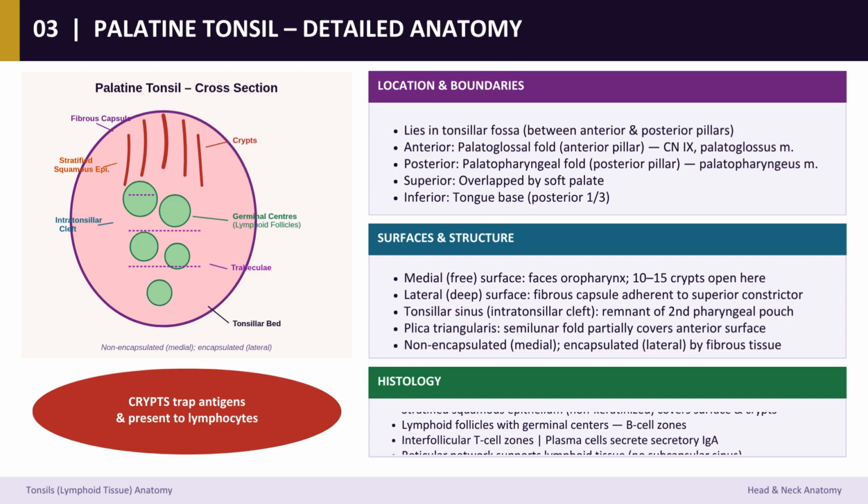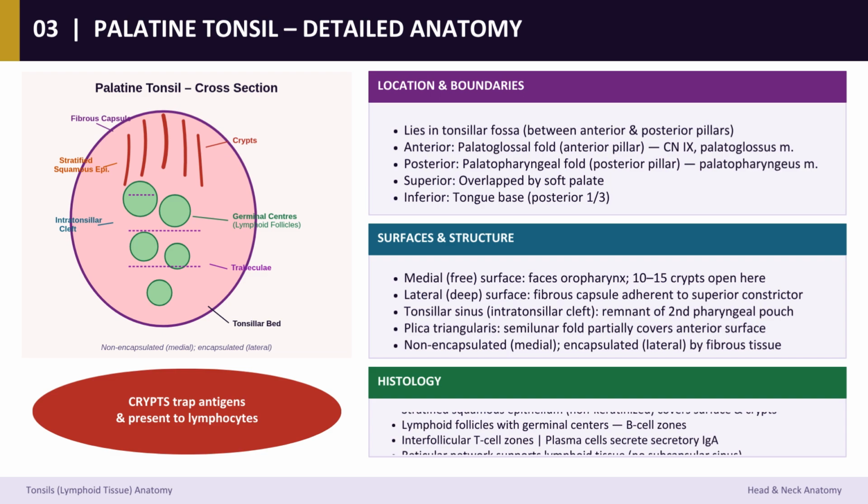Palatine tonsil in detail. Location and boundaries. Lies in the tonsillar fossa between the anterior and posterior pillars. Anteriorly the palatoglossal fold, anterior pillar, cranial nerve 9 and palatoglossus muscle; posteriorly the palatopharyngeal fold, posterior pillar, palatopharyngeus muscle; superiorly overlapped by the soft palate, inferiorly the tongue base. What are the surface and structure? Medial free surface faces the oropharynx, where 10 to 15 crypts open. Lateral deep surface, fibrous capsule adherent to the superior constrictor. Tonsillar sinus, intratonsillar cleft, remnant of the second pharyngeal pouch.